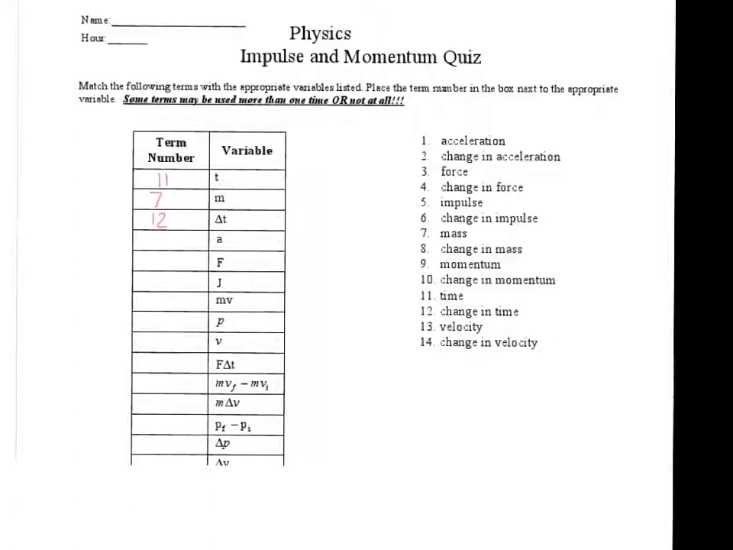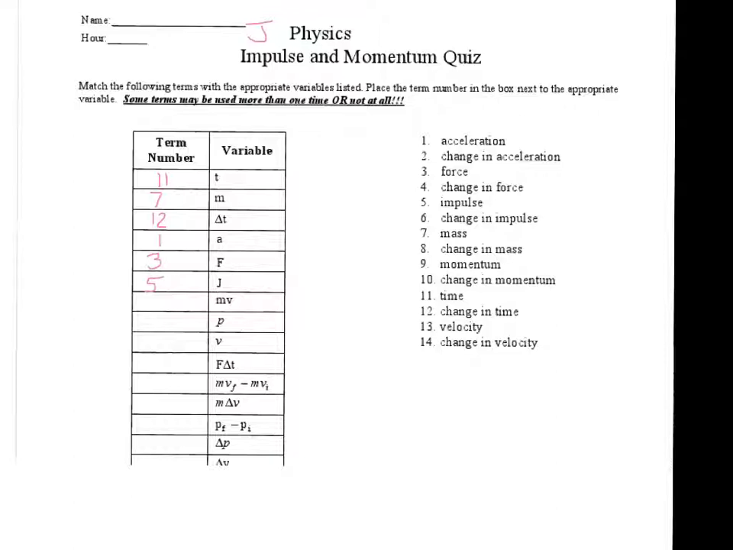A is for acceleration, so number 1. F is for force. J, big J, this is one of the weird ones. J is actually impulse. So we talk about impulse and momentum quiz. We're talking about J. So impulse is 5.